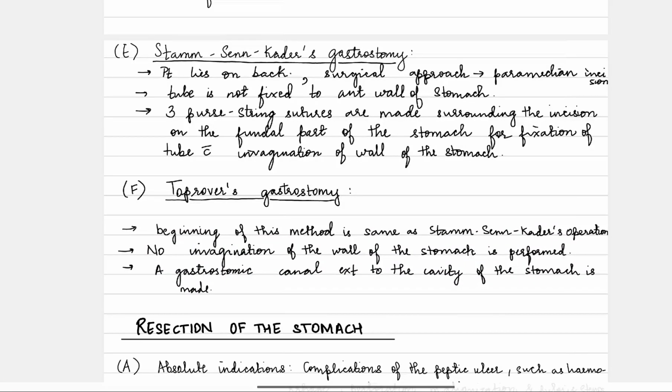Next is Stamm-Kader's gastrostomy. The patient lies on the back. The surgical approach is a paramedian incision. The tube is not fixed to the anterior wall of the stomach. Then 3 purse string sutures are made surrounding the incision on the fundal part of the stomach for fixation of the tube with invagination of the wall of the stomach.